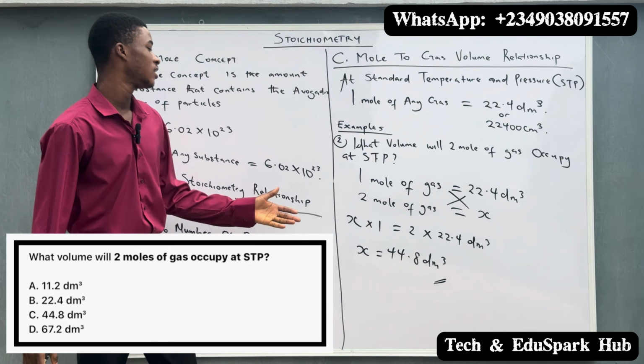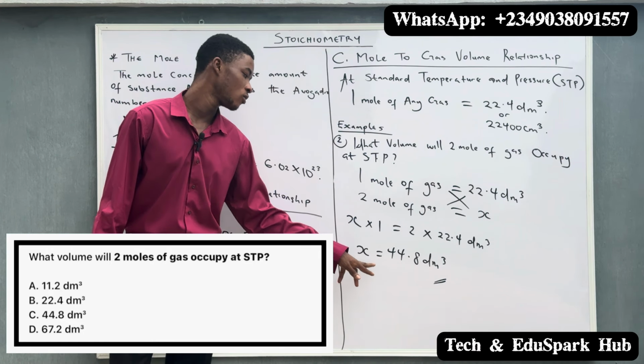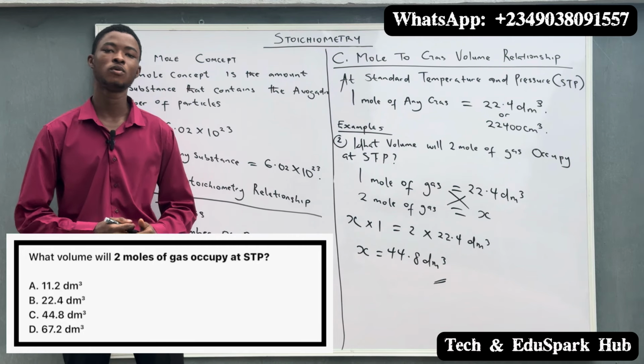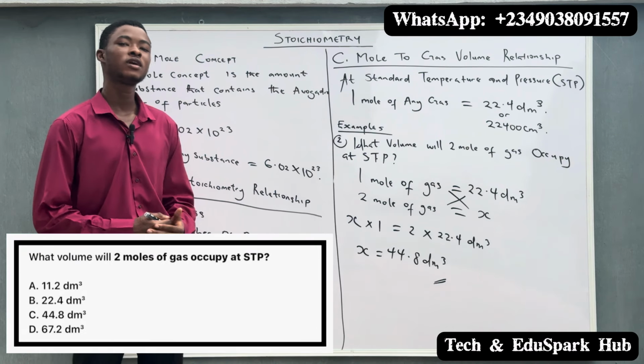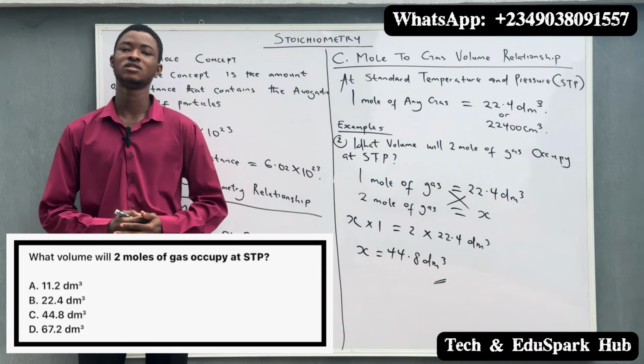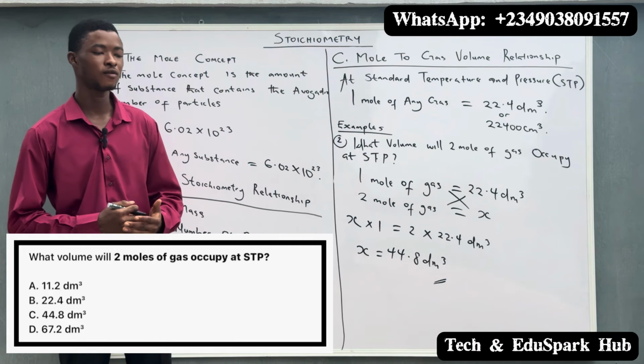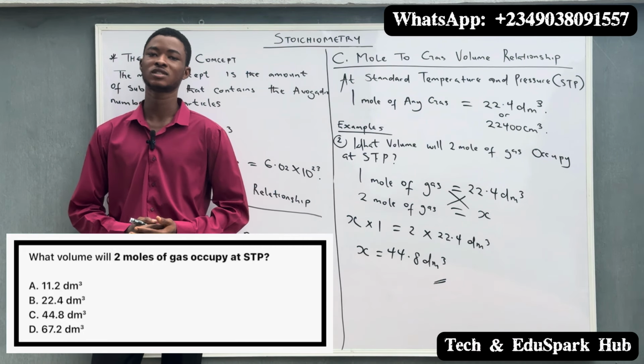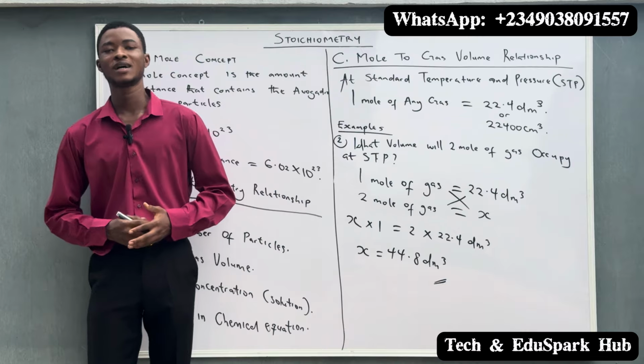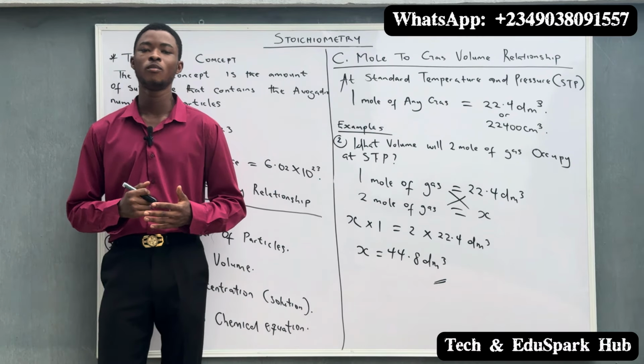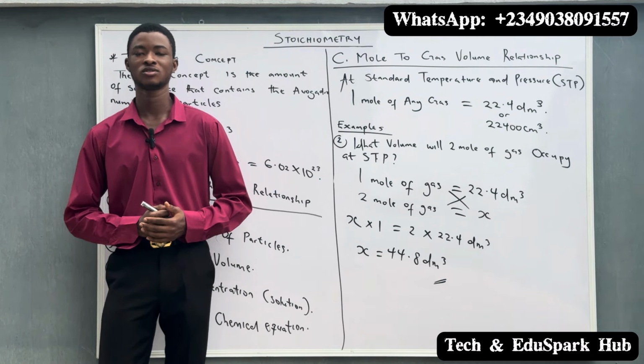So we can just say 2 mole of gas will occupy what? 44.8 dm cube of volume. So looking at the question that we have on the screen, option C is correct for this kind of question. So 44.8 is correct. So let's look at the last example on the mole to gas volume relationship.